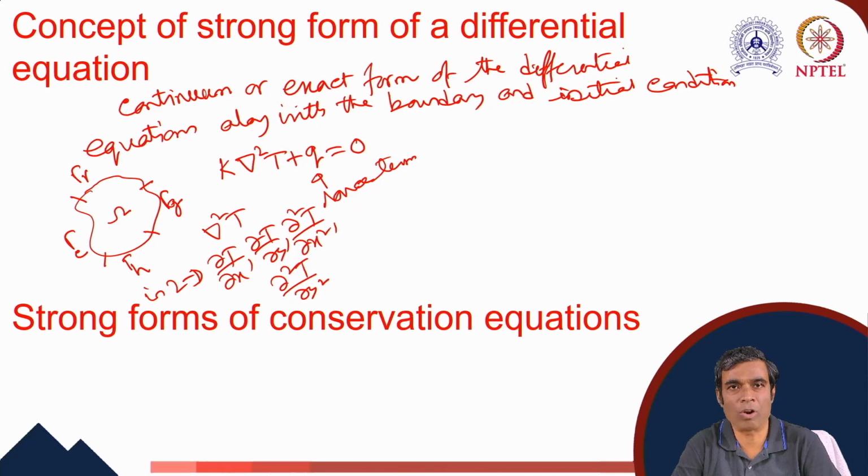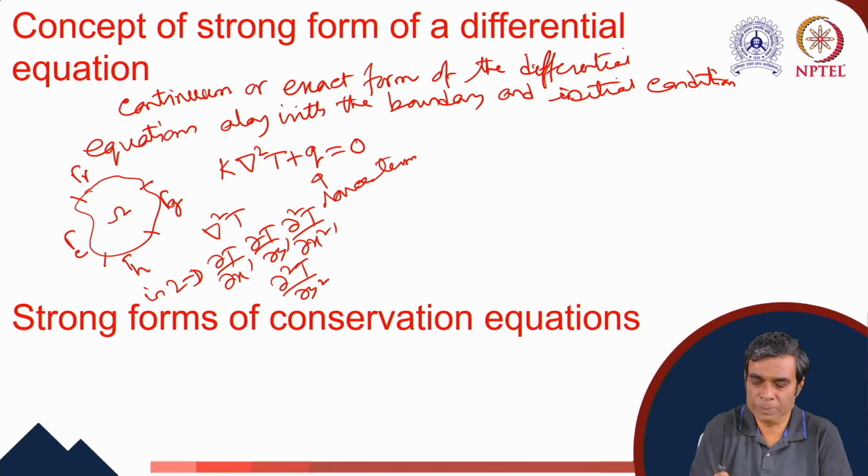Let us write the strong form for the steady state problem. For a steady state problem, we don't require any initial condition. So the strong form is written as the strong form of Poisson equation. This is the Poisson equation which is written on the left side.